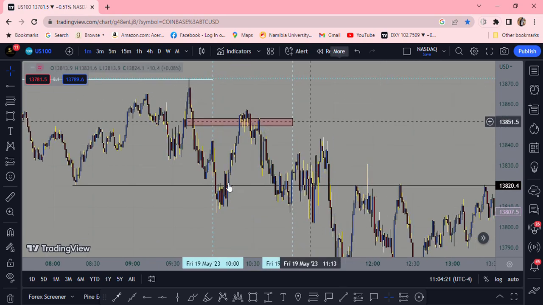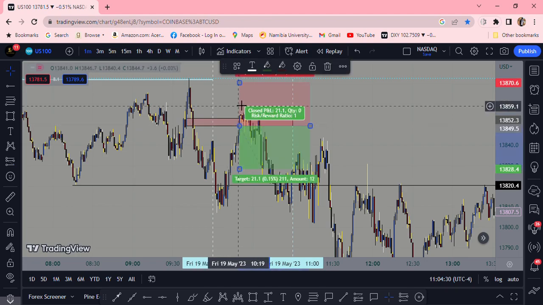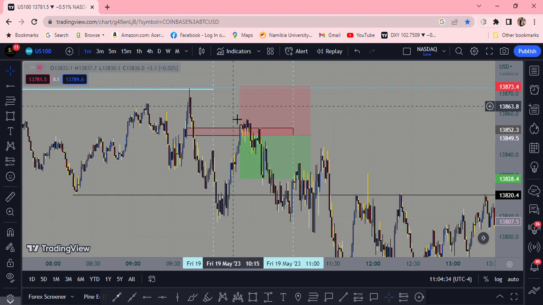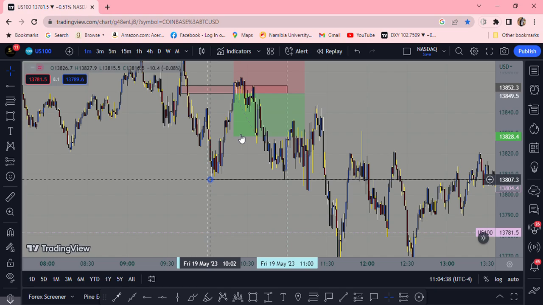All this time I was waiting for price to show up here. When price showed up here, I entered here. My stops were above this high, 3 pips, and I targeted this low to be taken out.